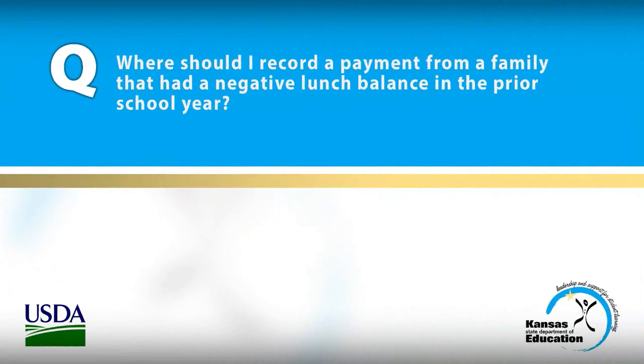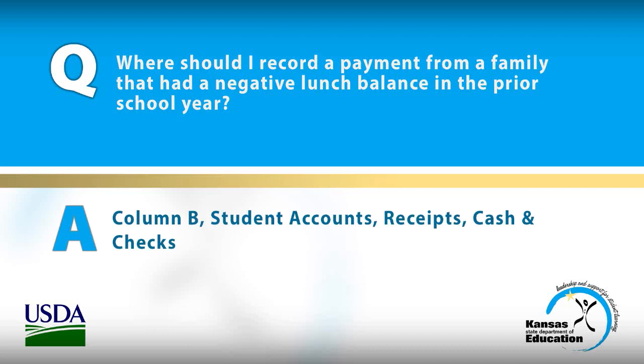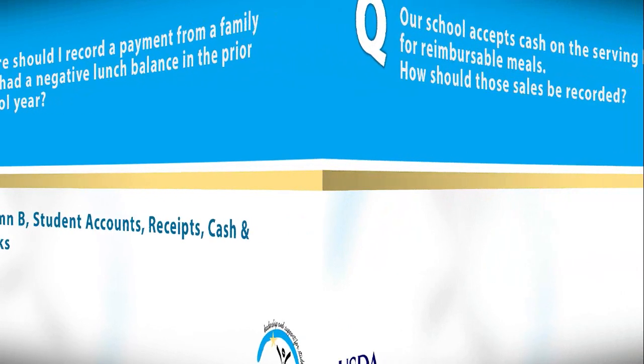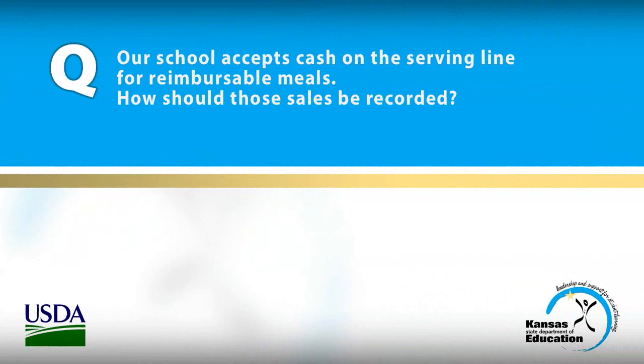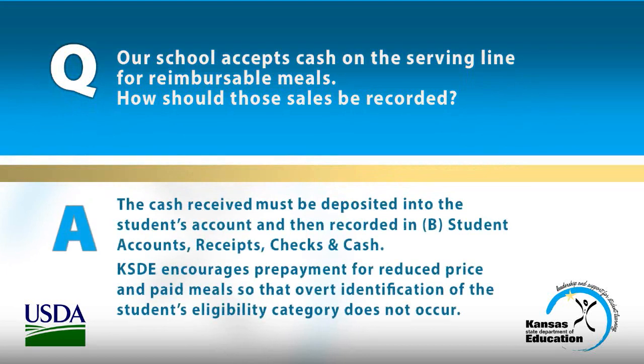Another question is, where should I record a payment from a family that had a negative lunch balance in the prior school year? And the answer is column B, Student Accounts, Receipts, Cash, and Checks. Another question, our school accepts cash on the serving line for reimbursable meals. How should those sales be recorded? Well, the cash received must be deposited into the student's account and then recorded in column B, Student Accounts, Receipts, Checks, and Cash.